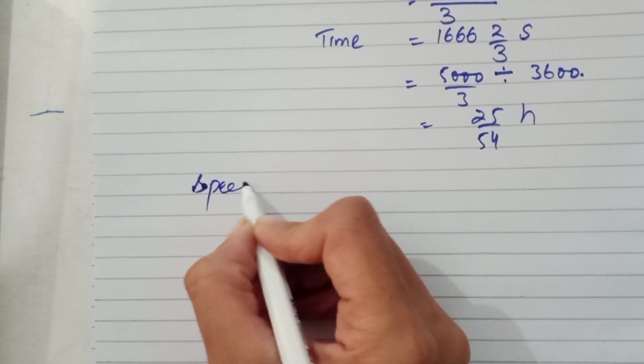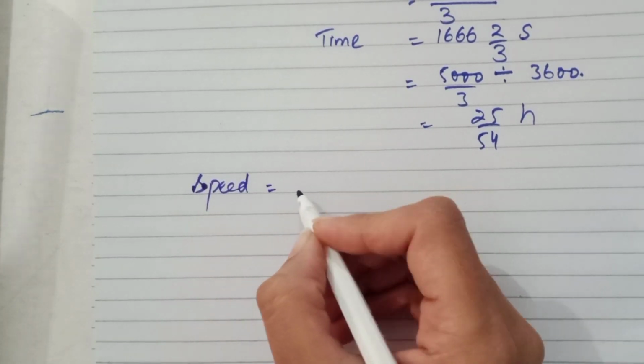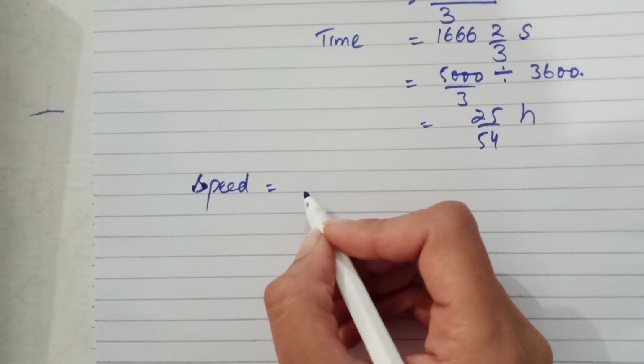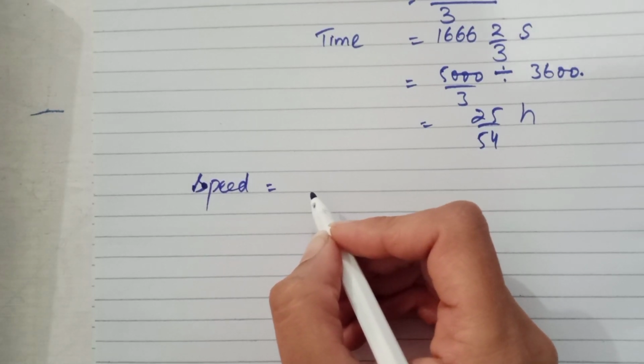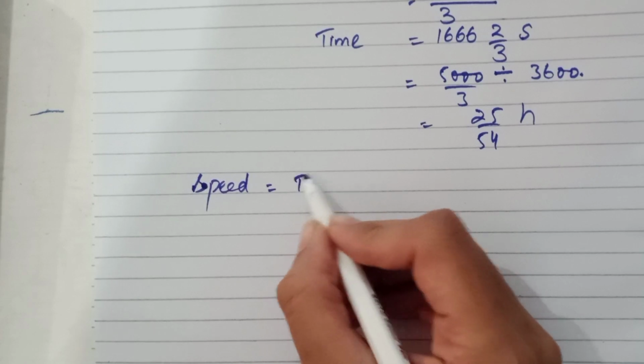We have to find the average speed. We know that the speed formula is total distance covered divided by total time taken.